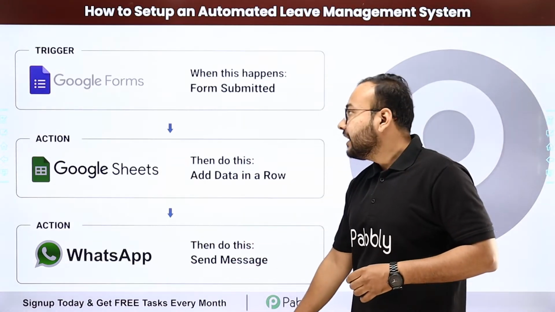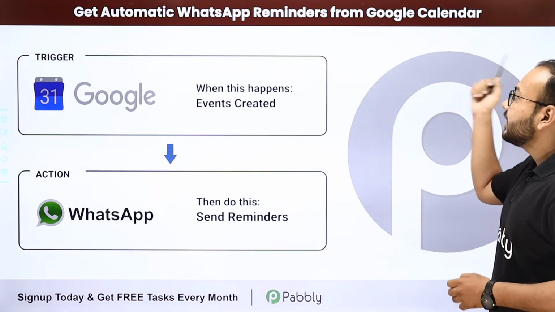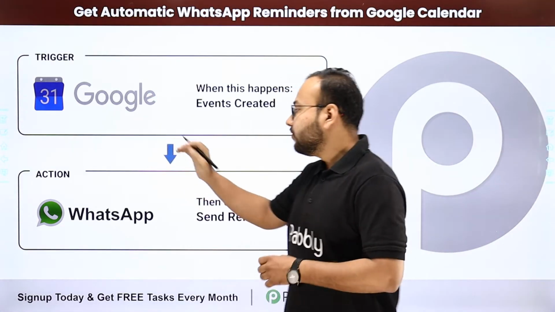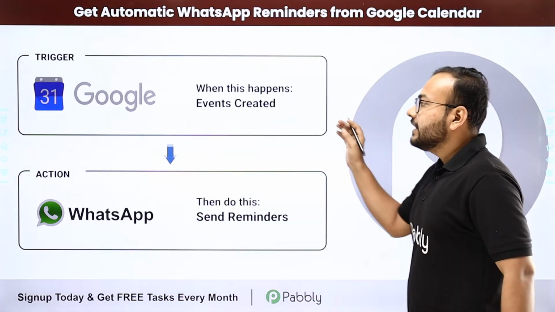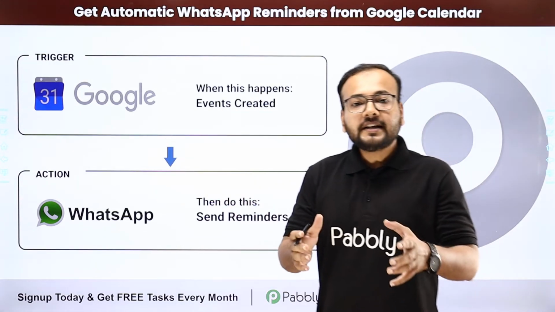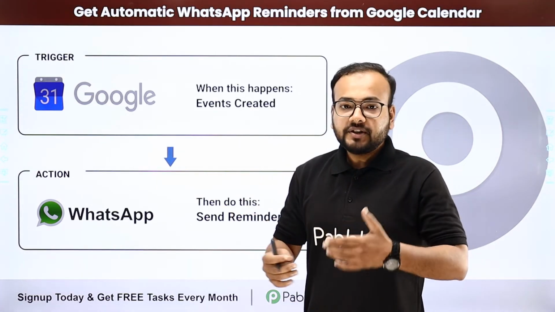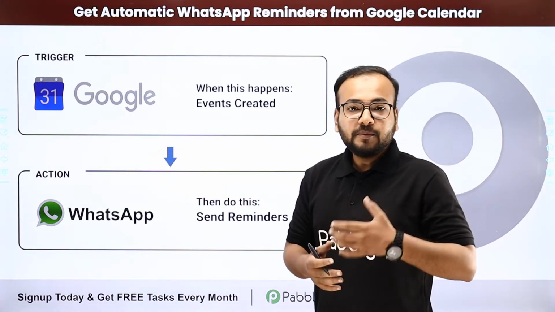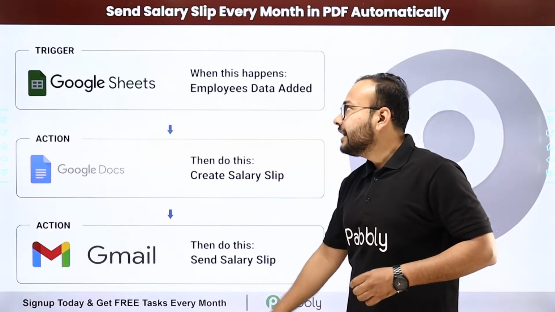So this can be automated and it will save your time and energy. The other automation we have is automatic WhatsApp reminders from Google Calendar. Here we are connecting Google Calendar as the trigger and WhatsApp as the action application, such that you just have to create the events in Google Calendar, and one day before the events you will get a WhatsApp message as a reminder to inform you about the upcoming events that you have to attend tomorrow. So this is going to save your time and keep you informed about the upcoming events. Let's see the other automation that we have.